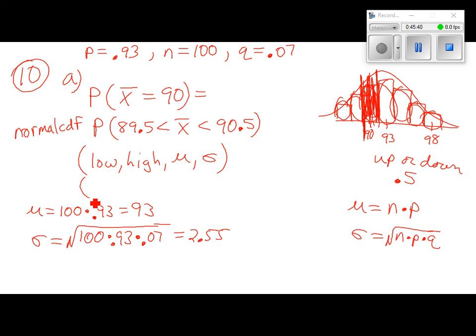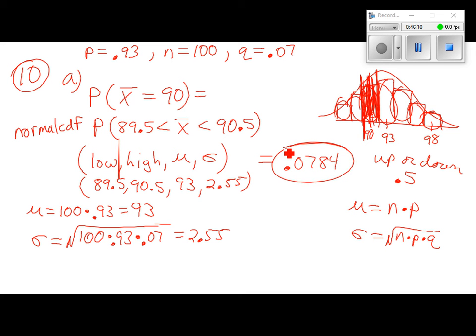So this time, what would you punch in? What's our low limit? 89.5. What's our high limit? 90.5. What's our mean? 93. What's our standard deviation? 2.55. You punch all that in. 0.0784. So about 8%. So it makes sense that about 8% of the data is going to be right at 90? Yeah, probably.